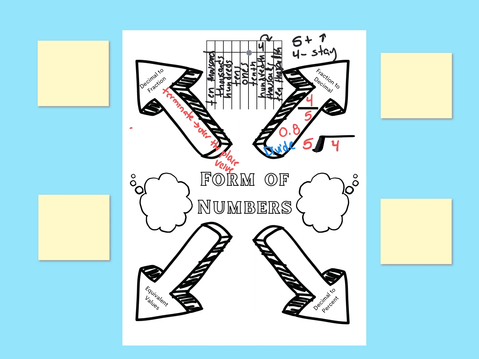So maybe I have the decimal 0.57. It terminates, it stops after the 7. So we look at the place value, so we just talked about that, and the 5 is in the tenths, 7 is in the hundredths place. So then this becomes 57 over 100 because that last digit is in the hundredths place. And the proper way to read 0.57 is 57 hundredths.